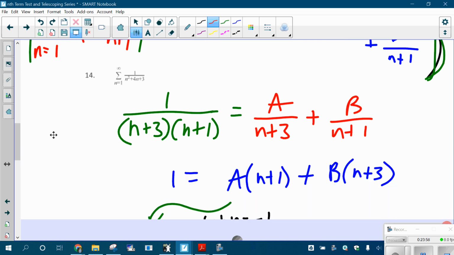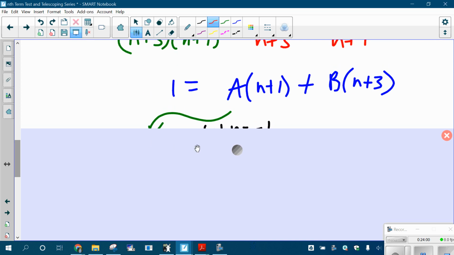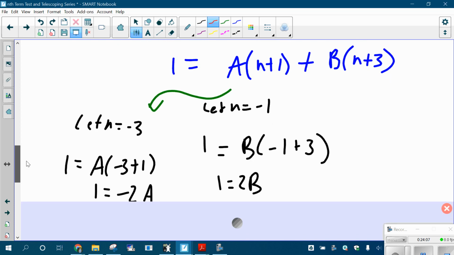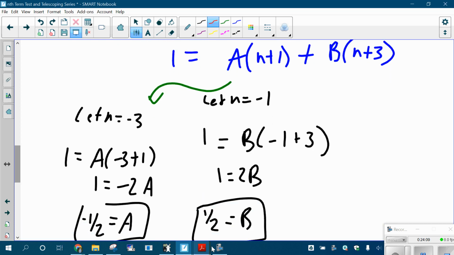Okay, so I multiplied through by the denominator. Here, I'm going to let n equal -1 to figure out b, because that's going to make the a go away. And I figured out that the b was 1/2. Additionally, I let n equal -3 to get rid of the b to help me figure out the a. So you do both of these two things, one time to figure out the b, one time to figure out the a. So I got b was 1/2 and a was -1/2.